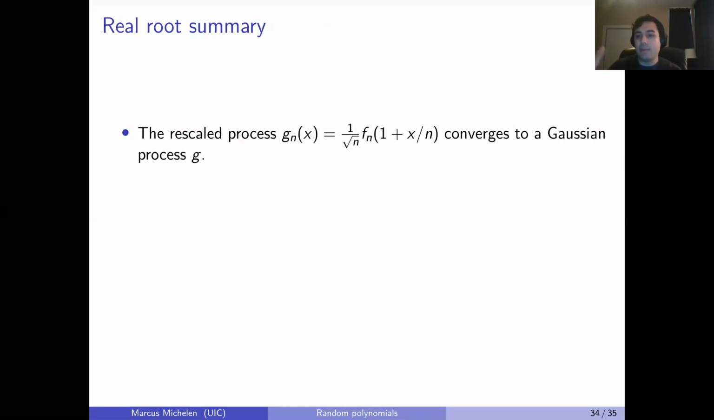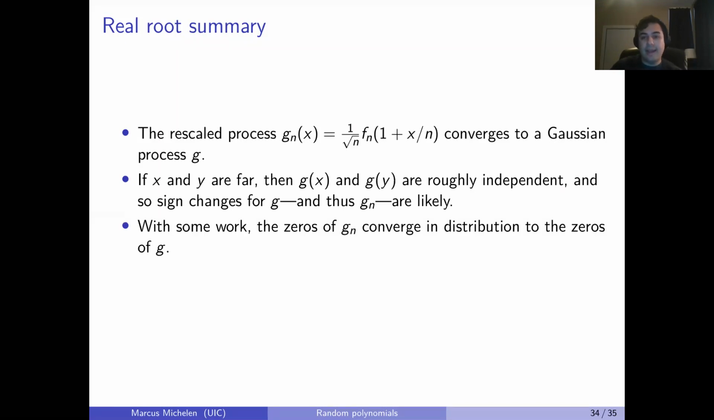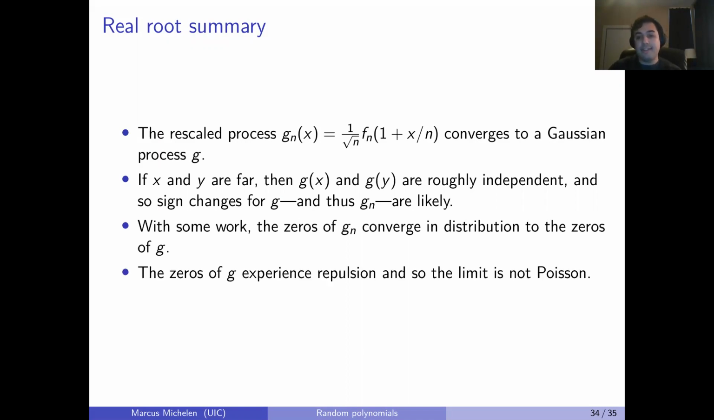So a quick summary of our story here. We rescale to look near 1 on the order of 1 over n. This converges to a Gaussian process. If we look at faraway points, this limiting process looks roughly independent on these points. So sign changes are likely. And now, with some amount of work, the zeros of my original polynomial converge to the zeros of my limit. And the zeros of g experience a repulsion, and that tells us that our limit is not Poissonian.